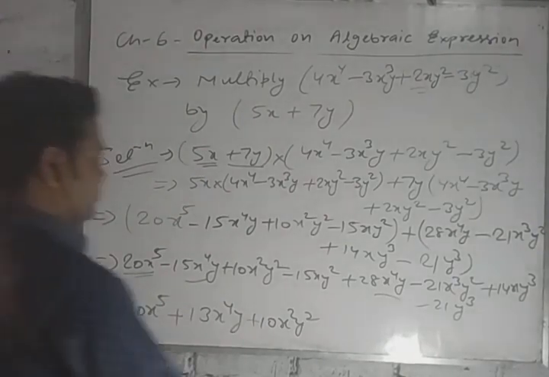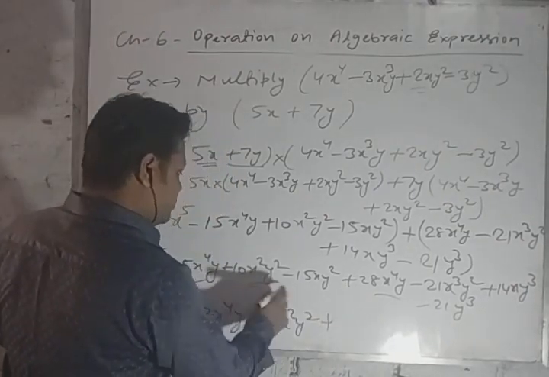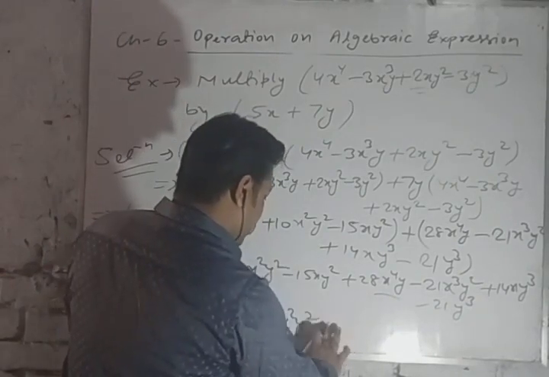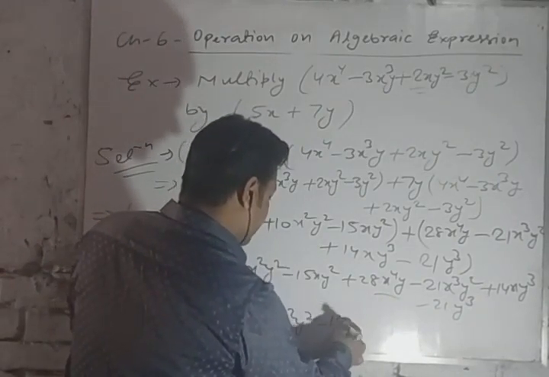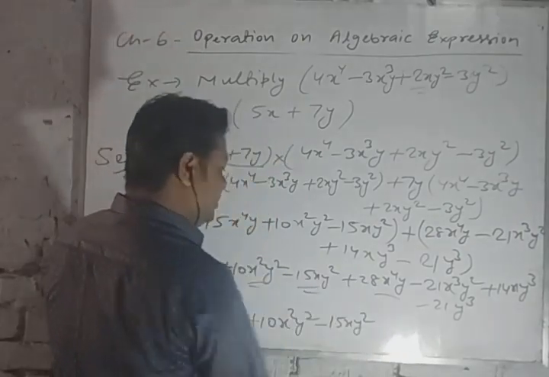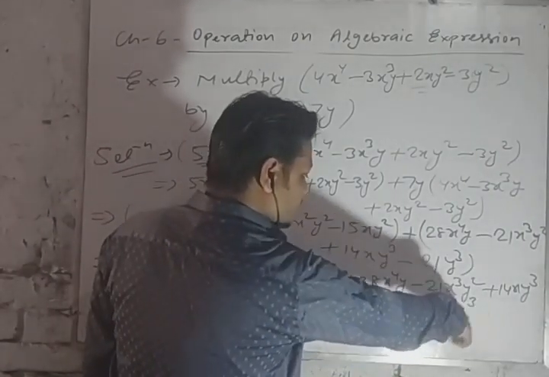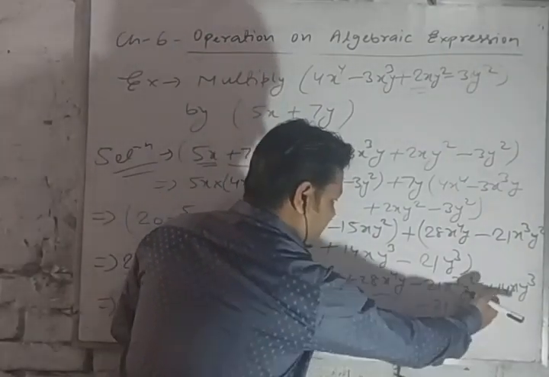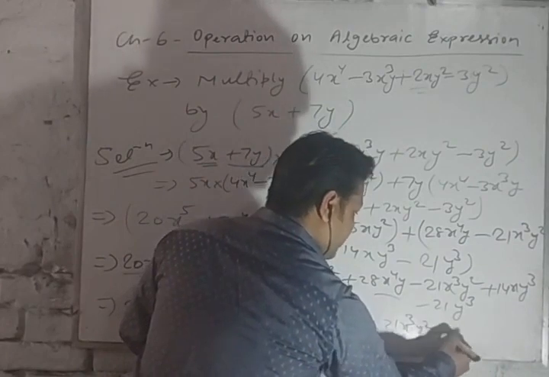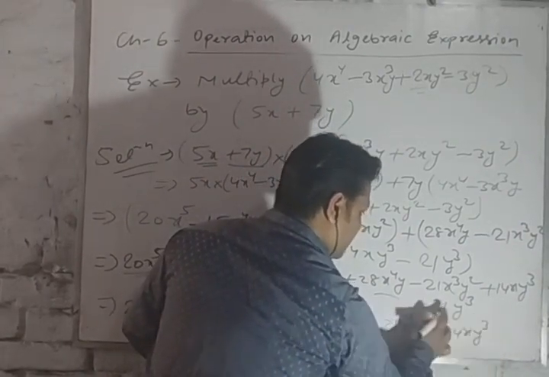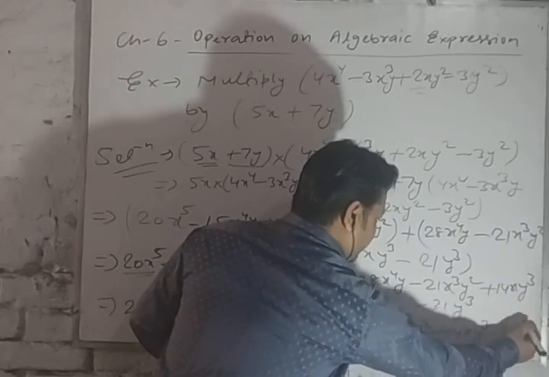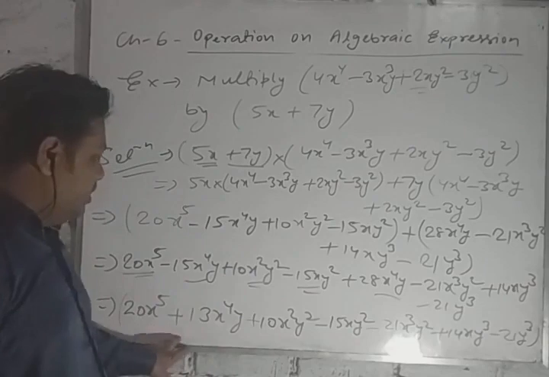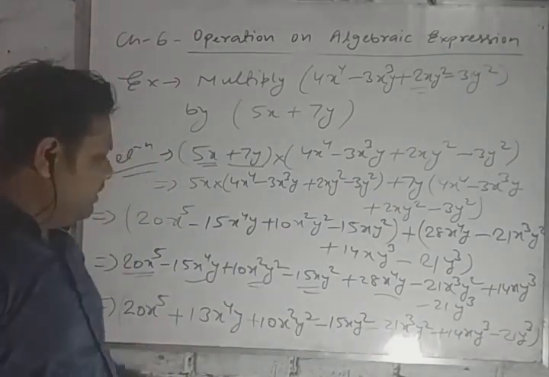Now after x square y square, is there any x y square? No. Directly we will write minus 15 x y square. This one is done. X cube y square, any other? No. So minus 21 x cube y square. Here x y cube: directly plus 14 x y cube, and the last one is minus 21 y cube. So this is our answer. We cannot combine any terms because all are unlike terms.